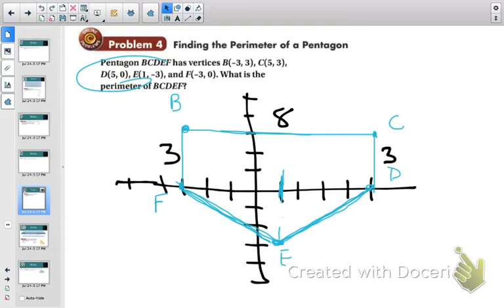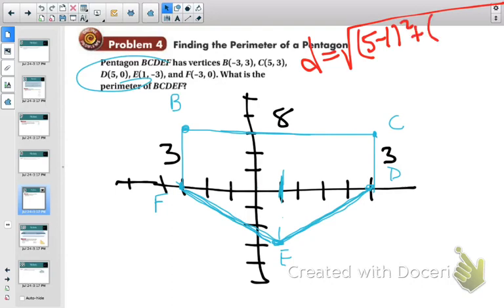So again, I do distance equals big square root. I'm going to subtract my x's. So 5 minus 1 squared plus, subtract the y's, 0 minus negative.